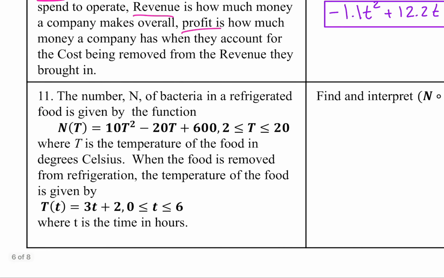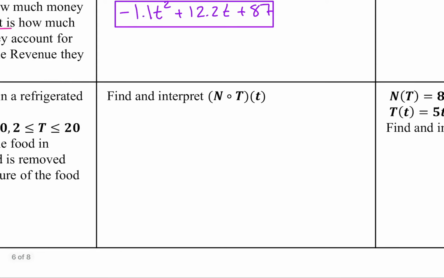And one last one. The number of bacteria in a refrigerated food is given by this equation here, N of T, where T is the temperature of the food in degrees Celsius. When the food is removed from the fridge, the temperature of the food is given by this next formula, T of t, where t is the hour, the amount in times. So they're asking us over here to compose N of T.